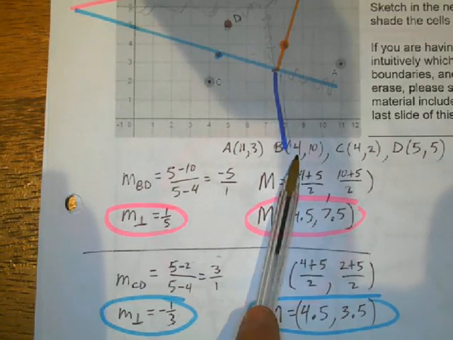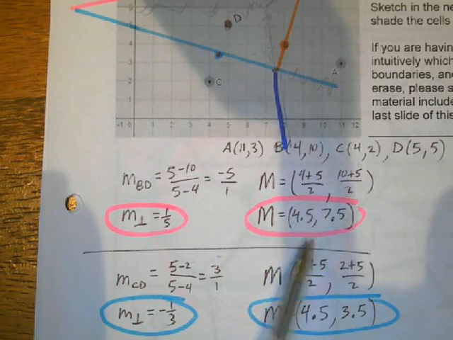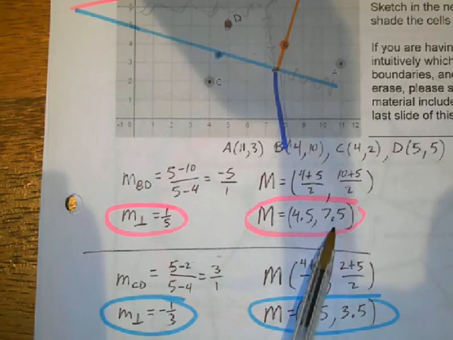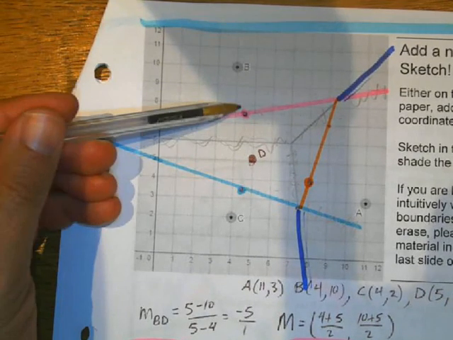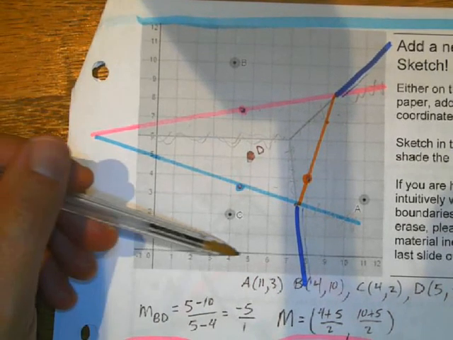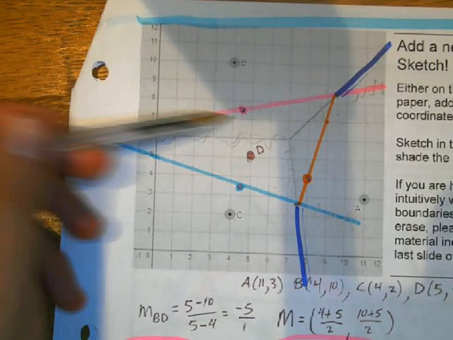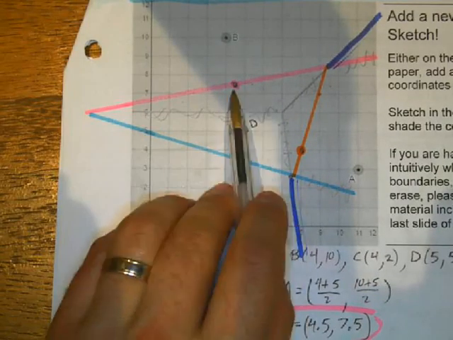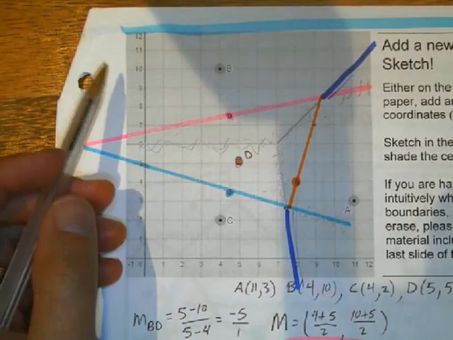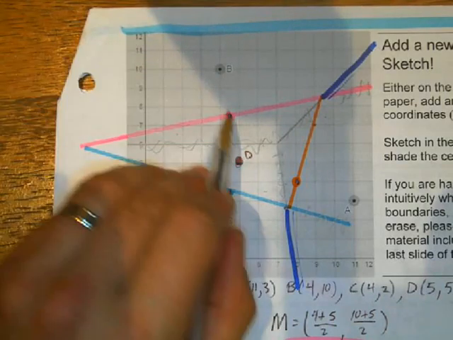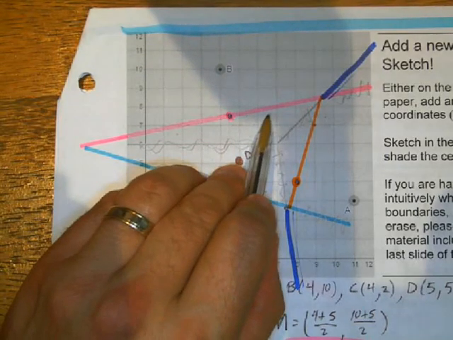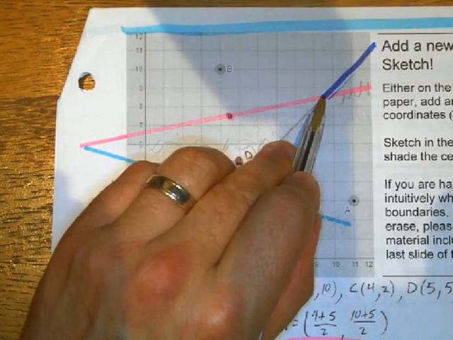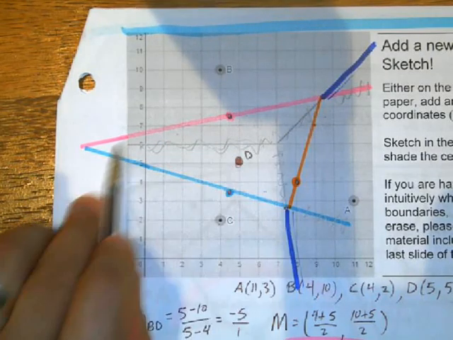So 4 plus 5 divided by 2 is going to give me 4.5, and 10 plus 5 divided by 2 is going to give me 7.5. So I planted this point right here at 4.5, and I went up 7.5, and that's my midpoint. Okay, and then using that midpoint, I had a slope of 1/5. So I went over 1, 2, 3, 4, 5, and then up 1. And then once I had that, I drew my line with a ruler.